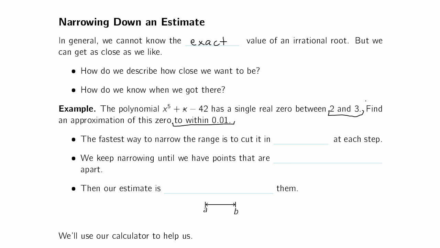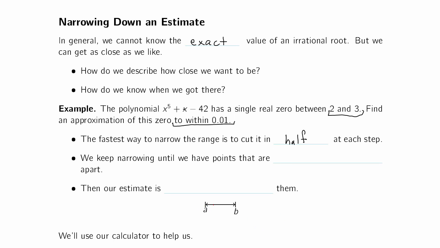Okay, so let's strategize for a minute. The fastest way to narrow down the range is to cut it in half at each step. Because if we cut it in half and we cut it in half again and we cut it in half again, it's going to get real small real fast. When do we need to stop? How close do we have to be to know that we've got our estimate to within 0.01?